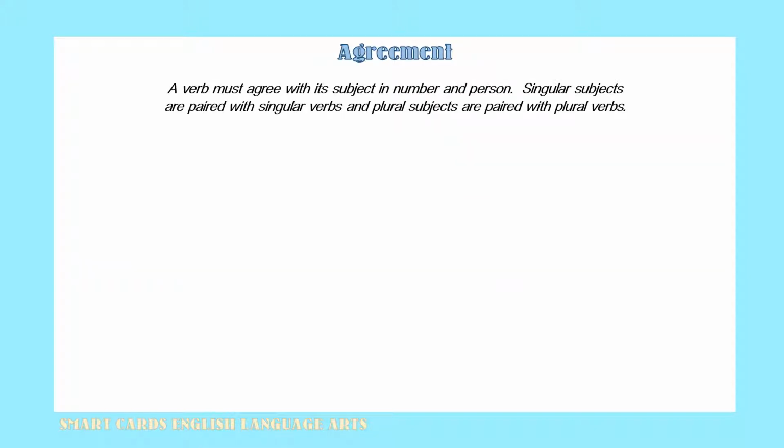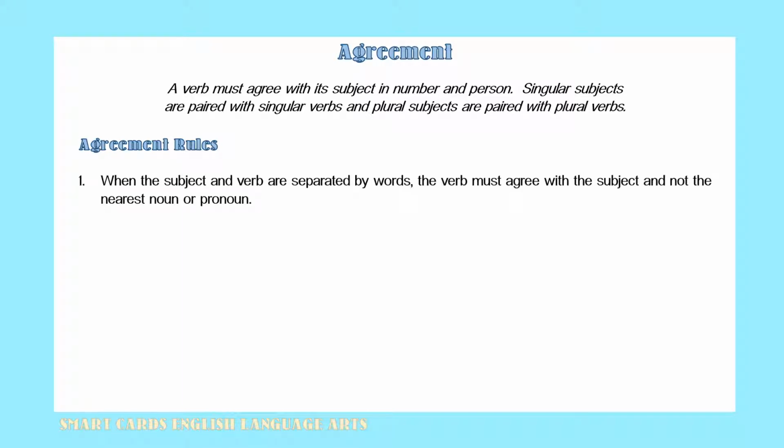As it relates to subjects and verbs, a sentence is considered grammatically correct when the subject and verb agree in number and person. The agreement rules are as follows. When the subject and verb are separated by words, the verb must agree with the subject and not with the nearest noun or pronoun. For example, the 4 DVDs which belonged to Kelly was left in the closet.